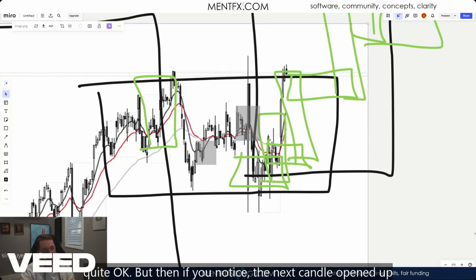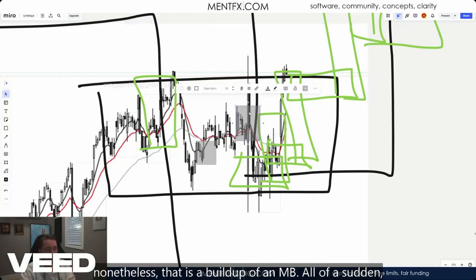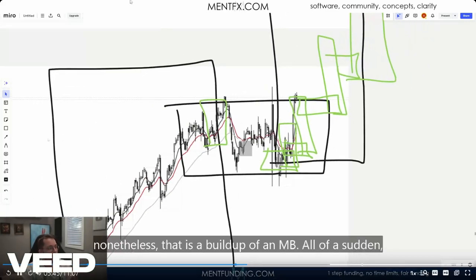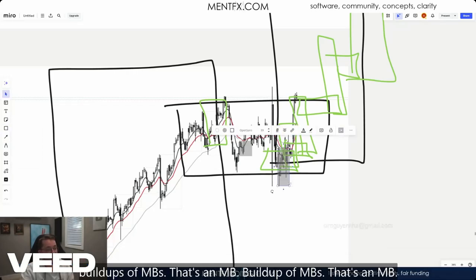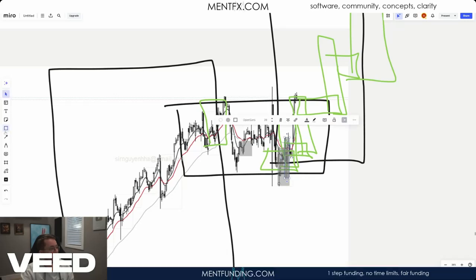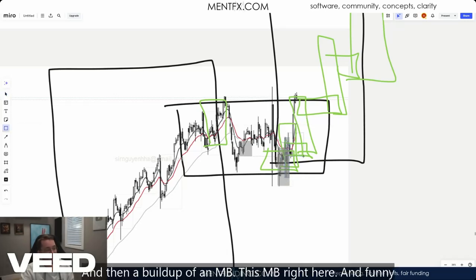It was quite okay. But then if you notice, the next candle opened up down here and then began to move higher all the way through. So you would not be buying this with this candle already starting down here. This would just cancel it out. But nonetheless, that is a buildup of an MB. All of a sudden, you then get another flush out, followed by, once again, buildups of MBs. That's an MB. Buildup of MBs. That's an MB. And then a buildup of an MB, this MB right here.